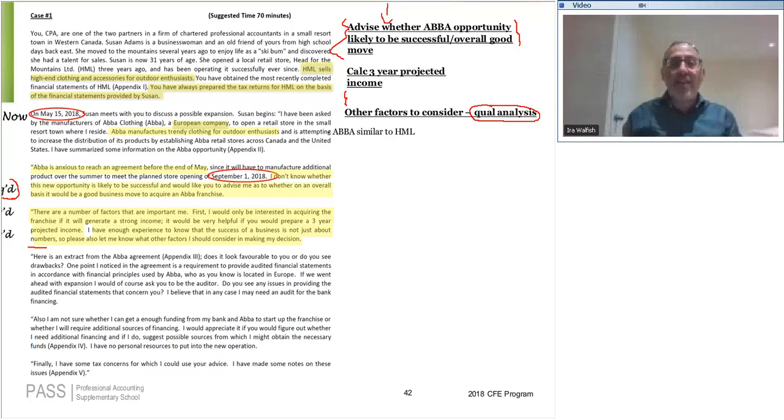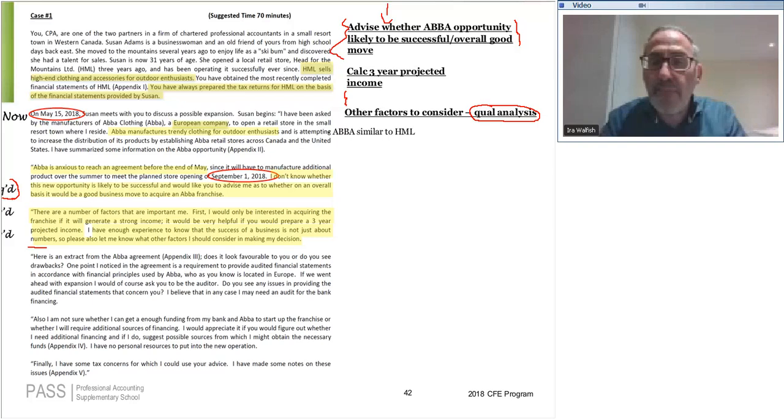So under these factors to consider, I wrote down Abba similar to HML. And again, I apologize. WebEx tends to push things over to the left. This should be a little bit further to the right. On your copy, you'll notice it's a little further to the right. So guys, that would be an important factor that needs to be considered. The fact that the two businesses are similar. Tell me, is it a good thing or a bad thing that the businesses are similar, or is it both, good and bad? What do you think?